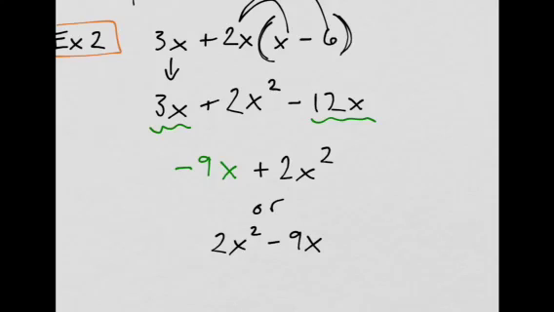How come we can't combine the 2x squared and the 9x? Yeah, this one doesn't have an x squared, it just has a regular x. So we can't subtract them or add them because they're not like terms. If we wanted to multiply them together, we could, but it's not telling us to multiply them. So we're done.